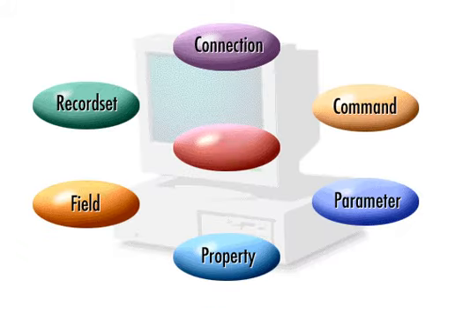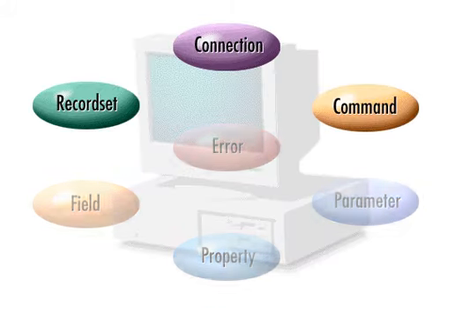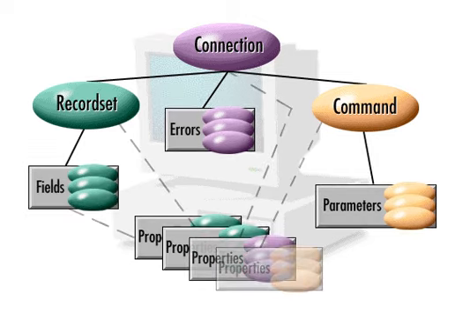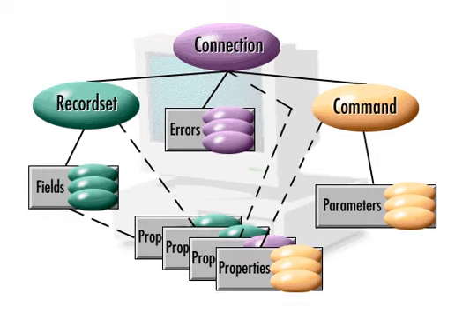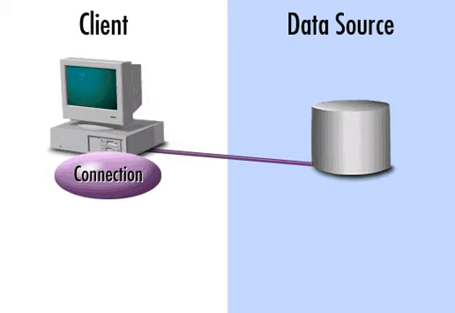ADO contains 7 types of objects. Some objects are contained within collections of other similar objects. An important ADO object is the connection object. The connection object represents a unique session with a data source. A connection object can be used to send multiple commands or retrieve several record sets, all through the same connection.